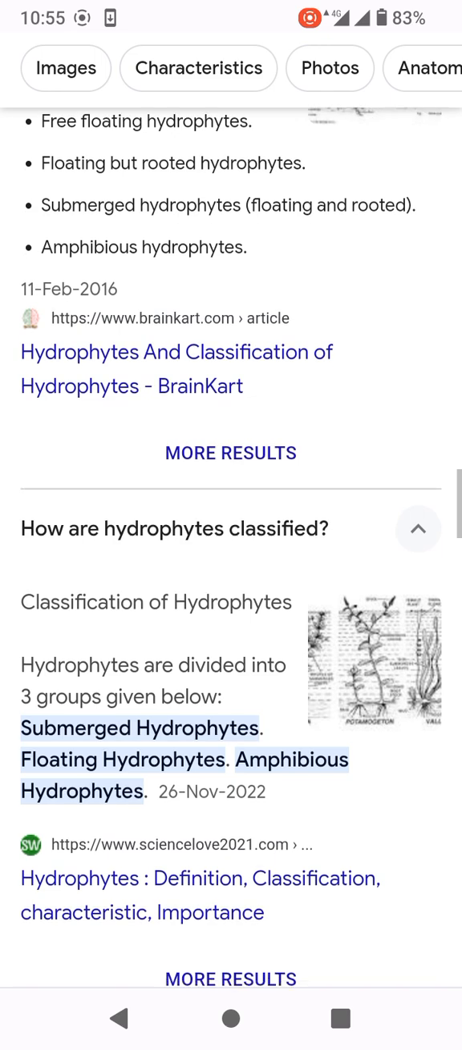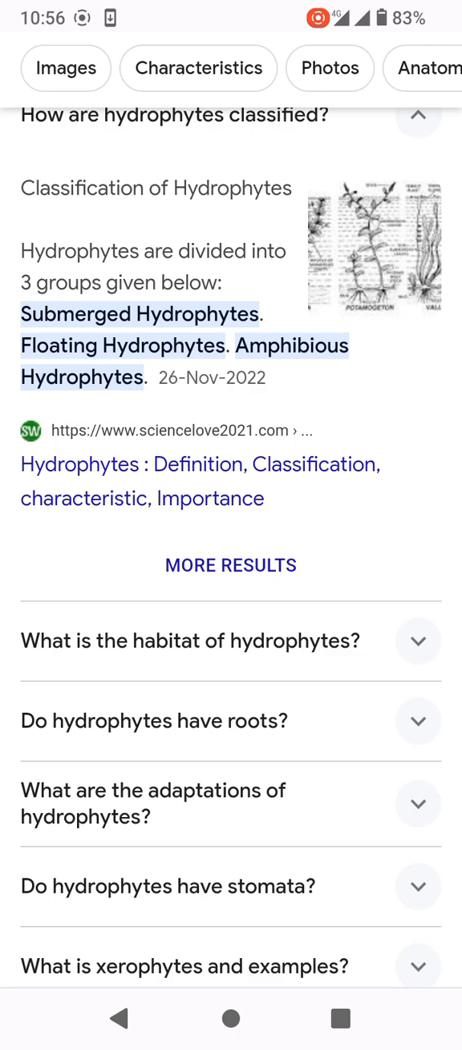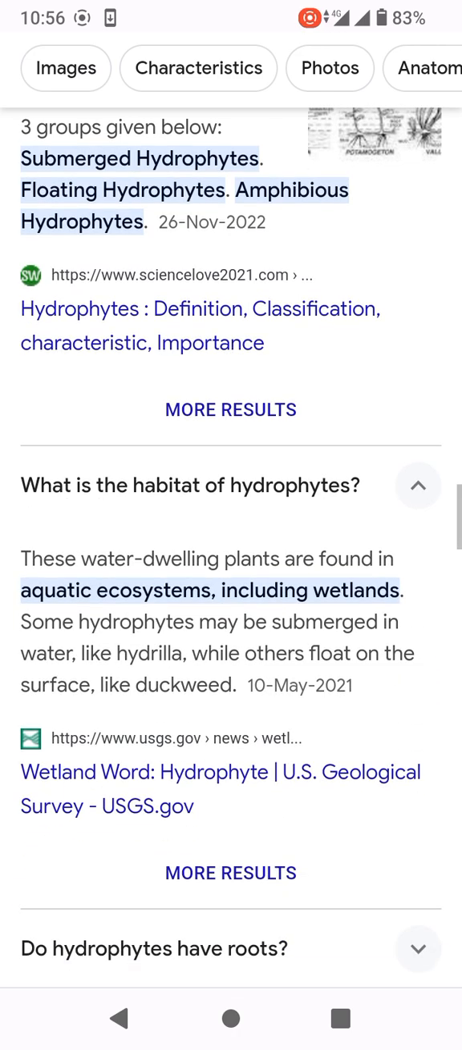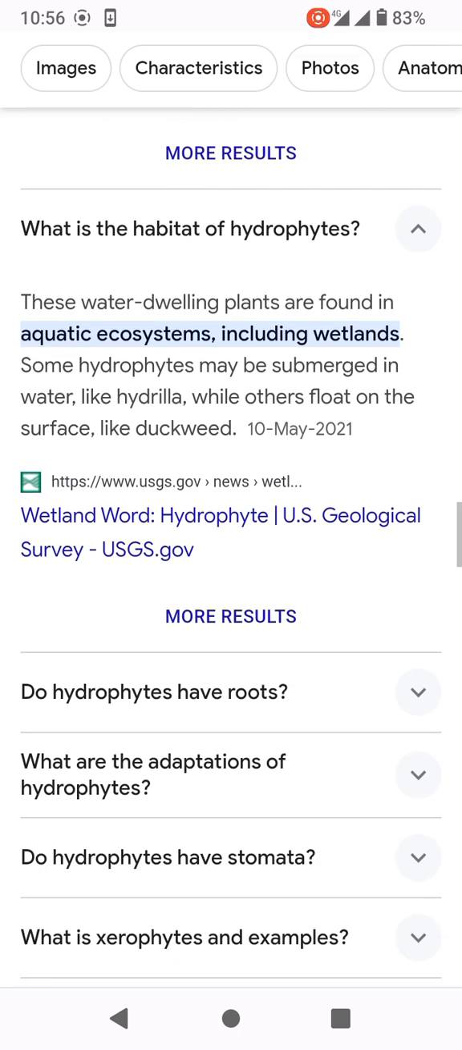How are hydrophytes classified? Hydrophytes are divided into 3 groups given below. Submerged hydrophytes, floating hydrophytes, amphibious hydrophytes. What is the habitat of hydrophytes? These water-dwelling plants are found in aquatic ecosystem including wetlands. Some hydrophytes may be submerged in water like hydrilla, while others float on the surface like duckweed.